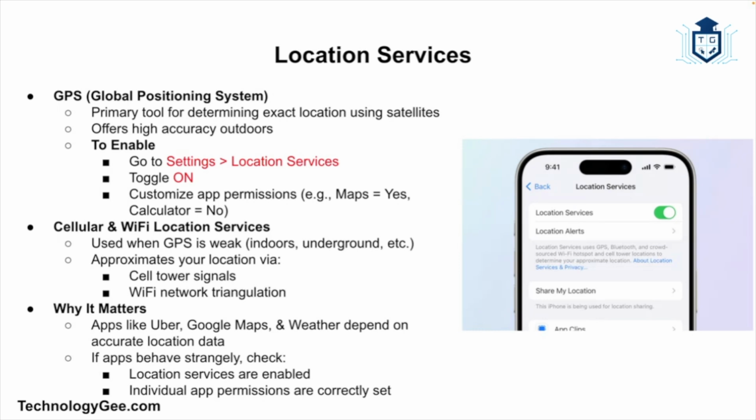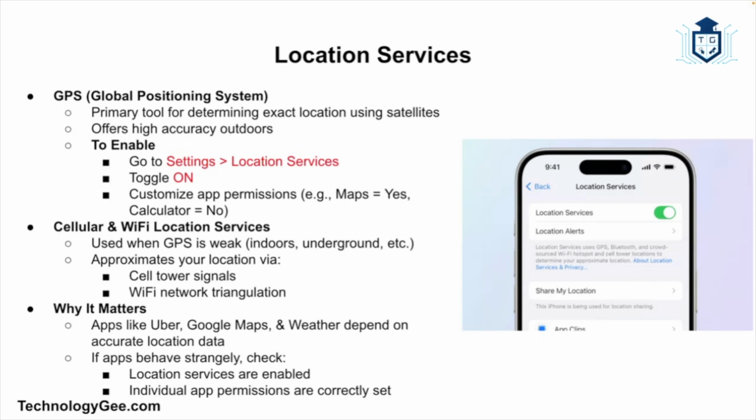Now, how do you enable it? Just go to settings, go to location services, turn it on. Then you can control which apps have access to your GPS. You also have cellular location services. So, in areas where GPS is weak, like if you're indoors, your phone may rely on cell towers and Wi-Fi triangulations to approximate your location.